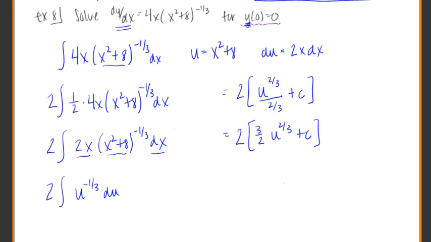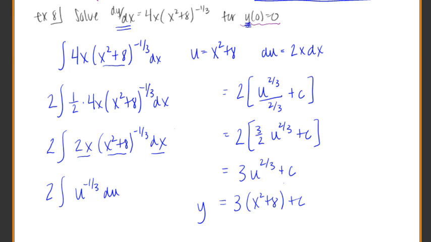Okay, let's distribute the 2 inside of here. So this will be 3u to the 2/3 plus c, and now we can plug our u in, our u being x squared plus 8. So 3 times (x squared plus 8) to the 2/3 plus c. And so what we have found is our function for y. We took the integral of dy, and we get y.